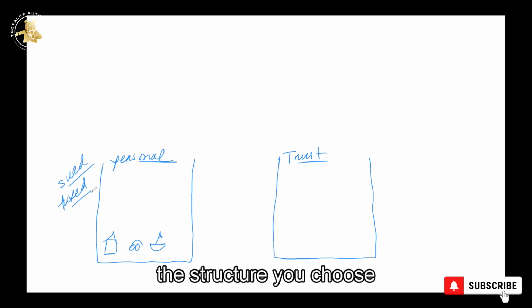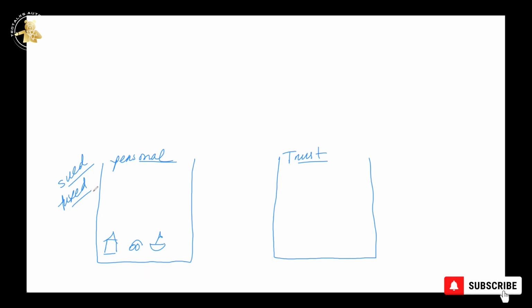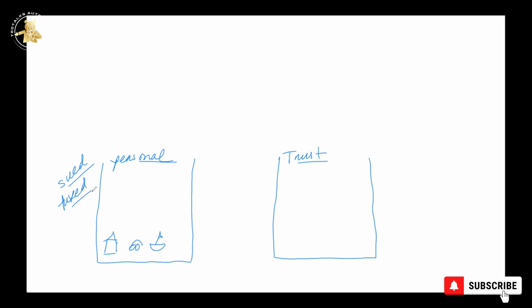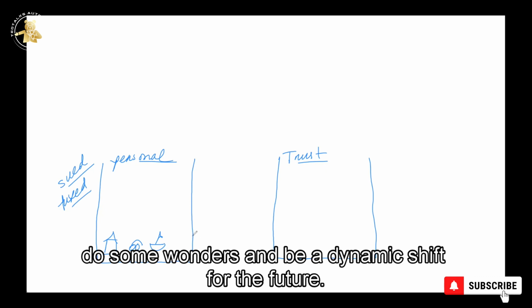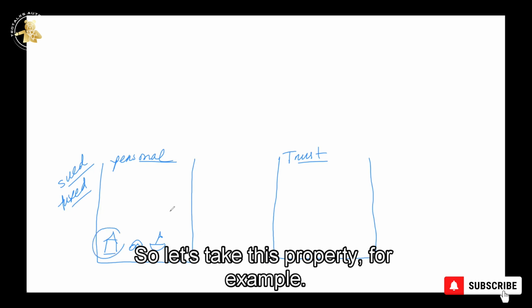So, a little rhyme to remember: the structure you choose dictates the tax code you use. It's only the structure that we're in that is why we pay the tax we do. So, tweaking it a little bit, own nothing, control everything can really do some wonders and be a dynamic shift for the future. So let's take this property, for example.